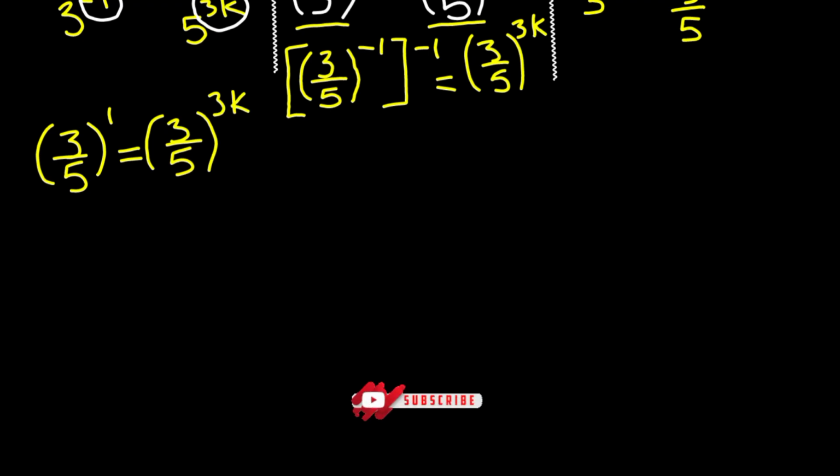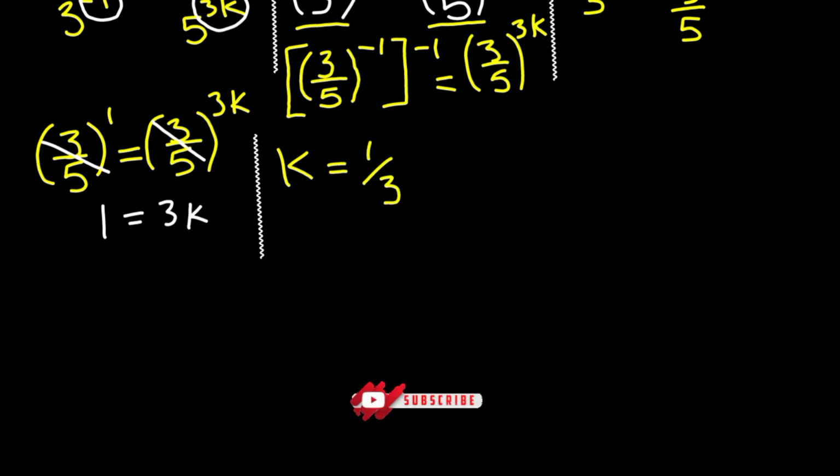And according to the law of indices, because these two bases are exactly the same, it means therefore that 1 equals 3k. That is, their power must be exactly the same. And when 1 equals 3k, we can easily solve for k, and it gives us k to be equal 1 all over 3. And this is our final answer.